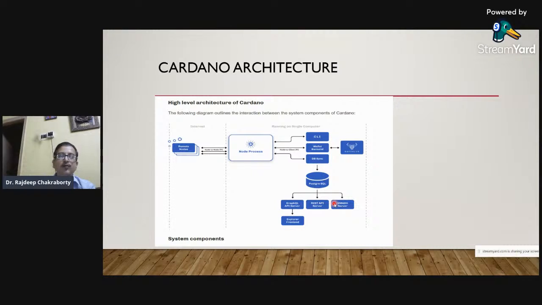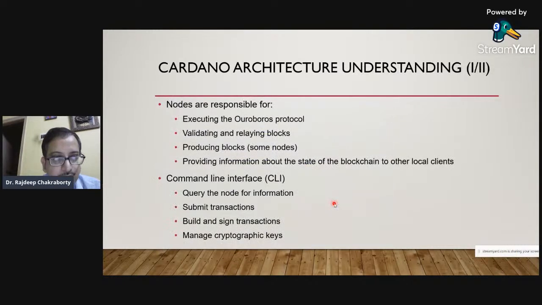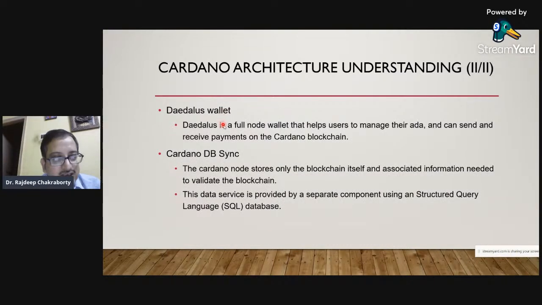These are the main three components running in your node or Cardano node. Okay, so nodes are responsible for executing the Ouroboros protocol, validating and producing blocks, and providing information. Command line interface CLI is used to query the node for information, submit the transaction, build and sign the transaction, and manage the cryptographic keys. Wallet is there which gives you the amount of Cardano, that is how many ADA you are storing or how many ADA you have purchased or sold.